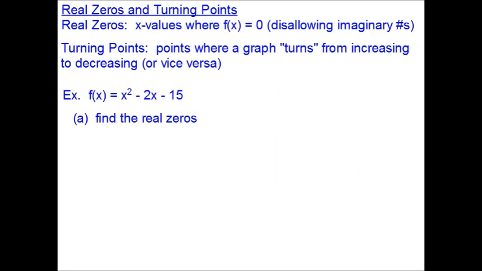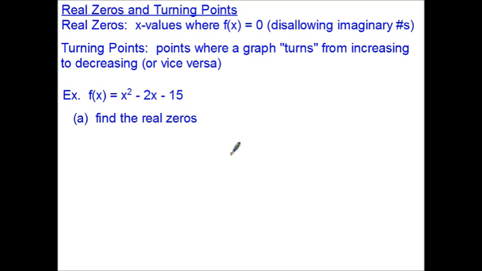Okay, this brings us to real zeros and turning points. Now, real zeros we've done 1,000 times, so we're not going to get into that too much, but that's x values where the function equals 0, and we're going to throw out imaginaries for now. Turning points, this is new, and it's where a graph turns from increasing to decreasing or vice versa. I mean, we've talked increasing and decreasing, we just never called it turning points before.